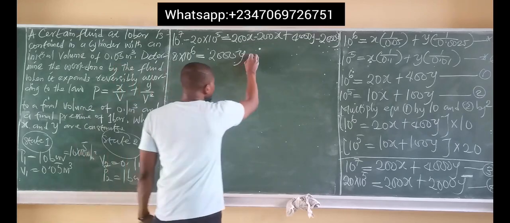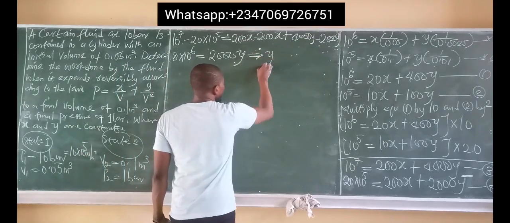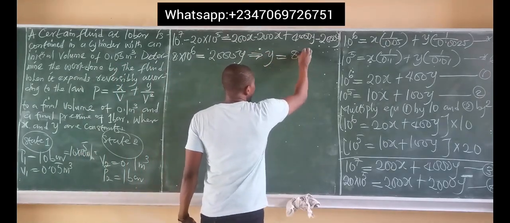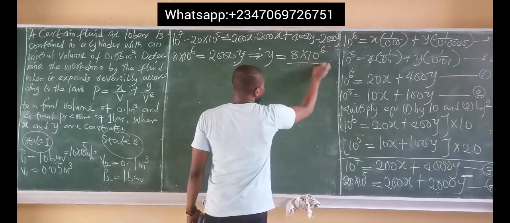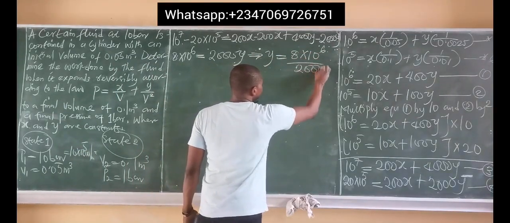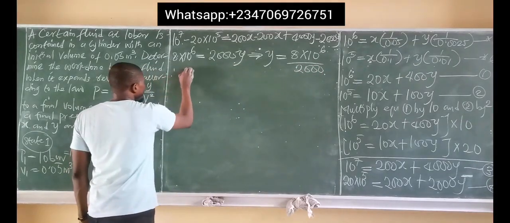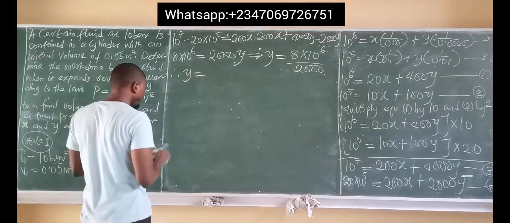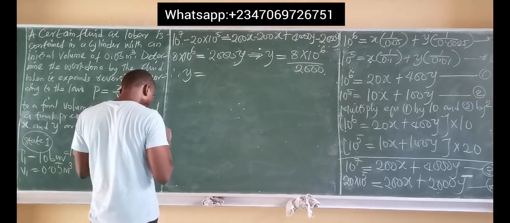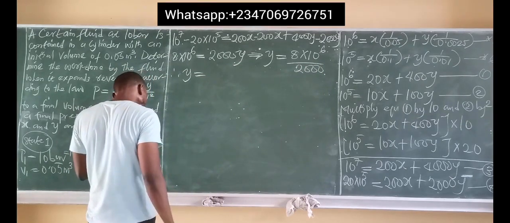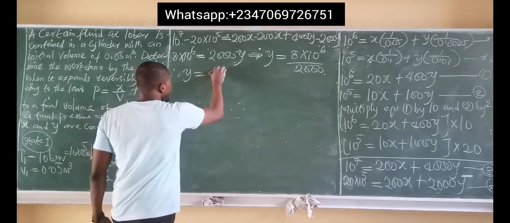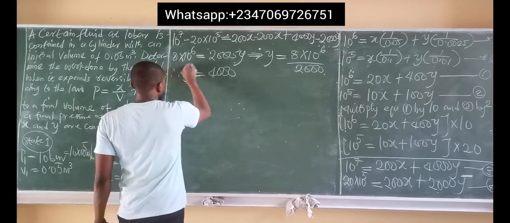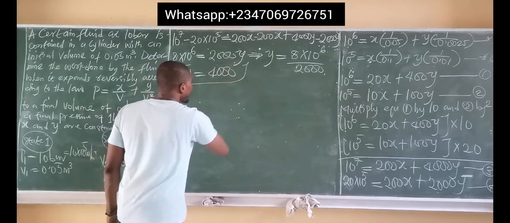From here, we can find the value of y by dividing through with the coefficient of y, which is 2000. So this simply implies that y is equal to 8 by 10 to the power of 6 divided by 2000. And therefore, y is equal to 4000. So this is the value of y, 4000.